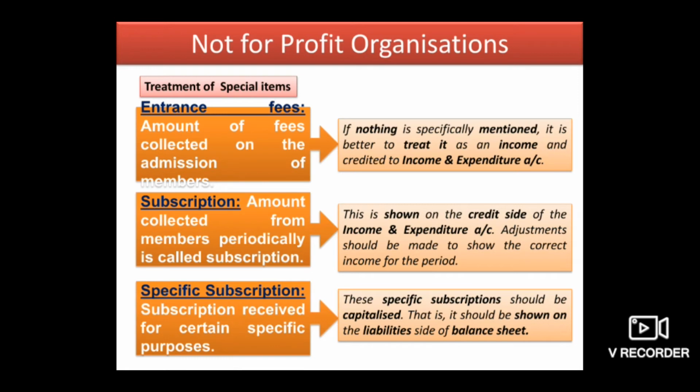Second one is subscription. The amount collected from members periodically is called subscription. This is shown on the credit side of the income and expenditure account. Adjustments should be made to show the correct income for the period. There will be adjustments to get the actual amount that should be recorded in the income and expenditure account. In order to find out that actual income, some adjustments are to be made.